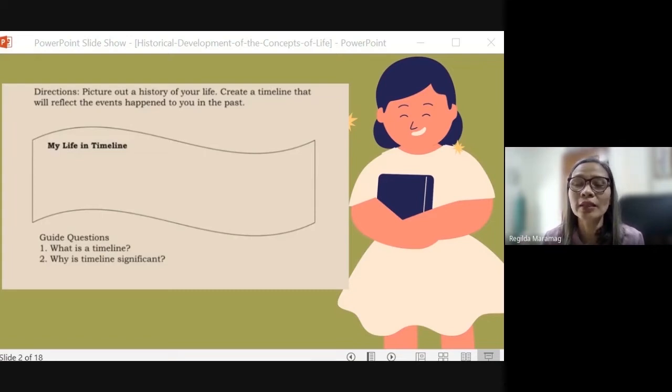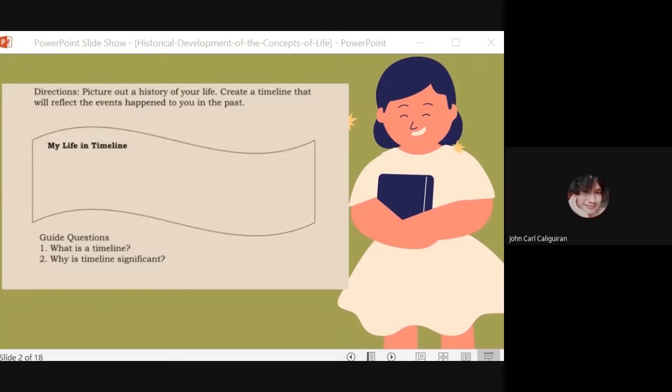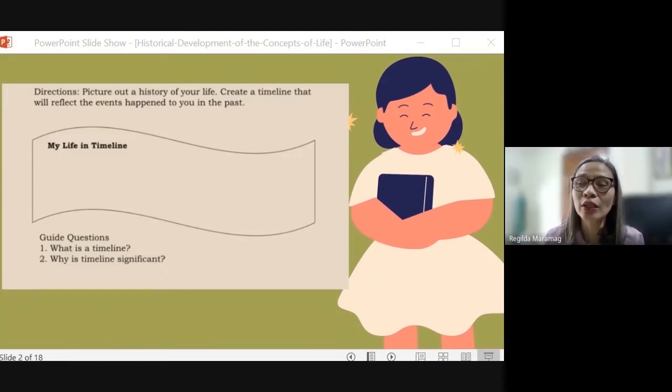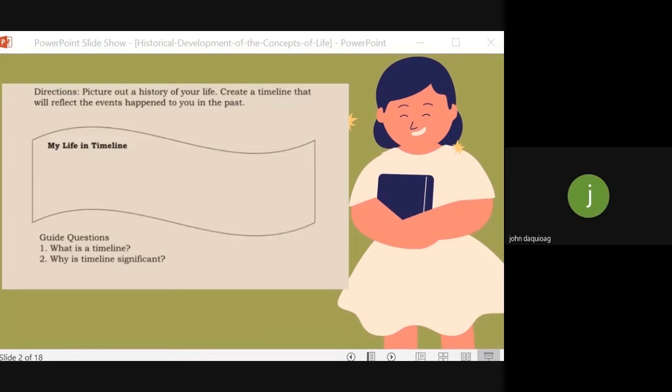For you students, do you agree that timeline is useful? Yes, ma'am. So how is it useful for you students? Anybody? Okay, John. Ma'am, for us to remember the important events in our life po. Very good. Okay, for you to not forget the important events in your life.